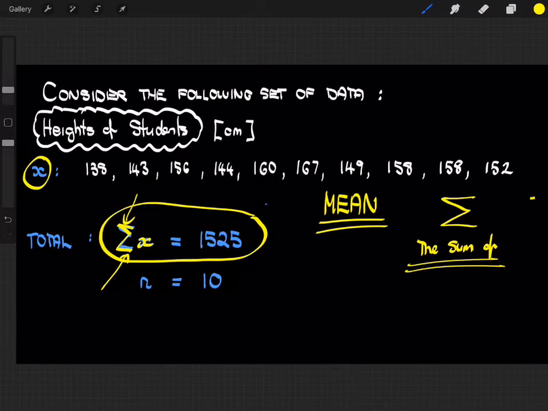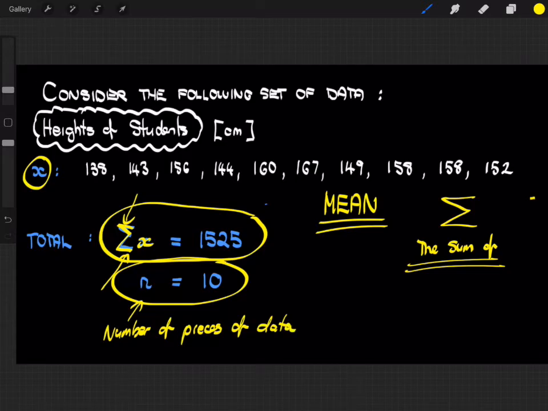The second piece of information we need to work out the mean is the number of pieces of data. In other words, how many pieces of data are there? Well, if we count them all up, we find that there are 10 pieces of data. So the number of pieces of data is 10.